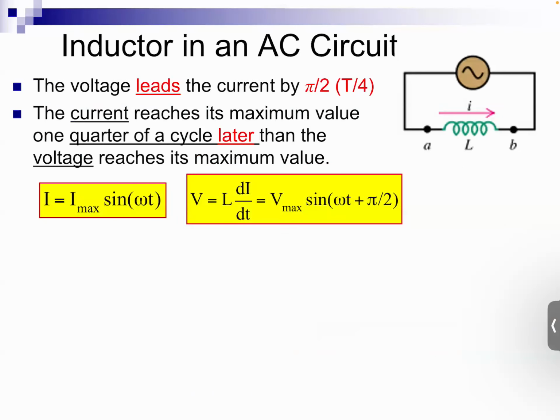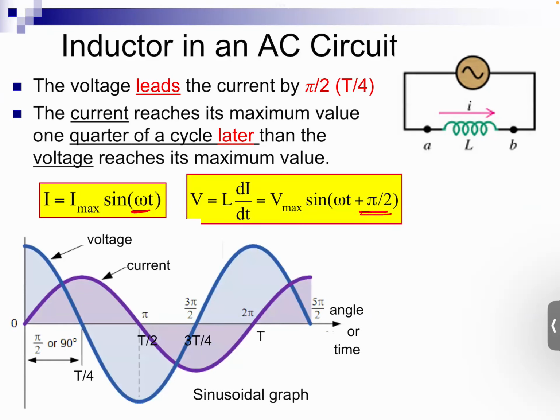So therefore, in an inductor, the voltage across the inductor will come first before the current, right? Because the inductor opposes any change in the current, the current cannot increase right away, but there is already voltage across the inductor because of the changing current in your AC circuit. Hence, the voltage will lead the current. The voltage will reach maximum value before the current.